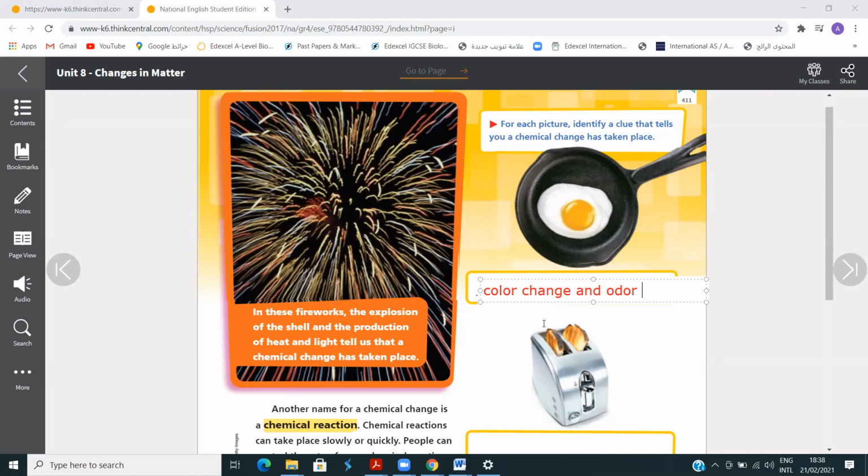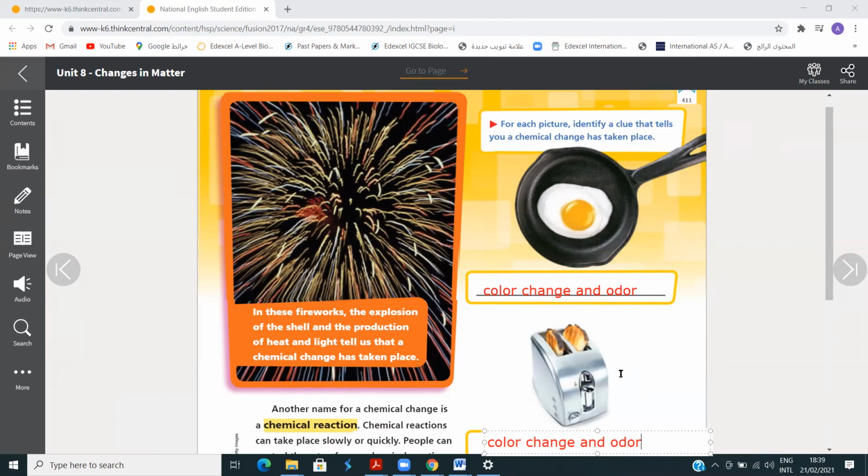So here, my students, the first image and the second image have the same color change. This is a chemical change, okay, my students? Yes, Mister. Both of them are chemical changes, with color change and odor change. In the two, there is color change and odor change. So it is considered what?